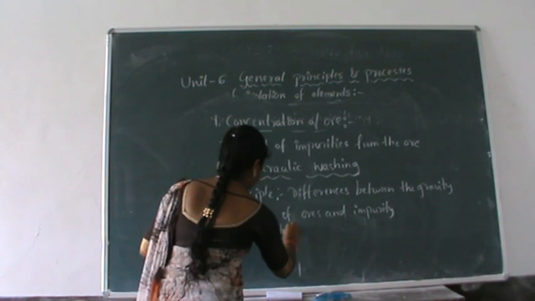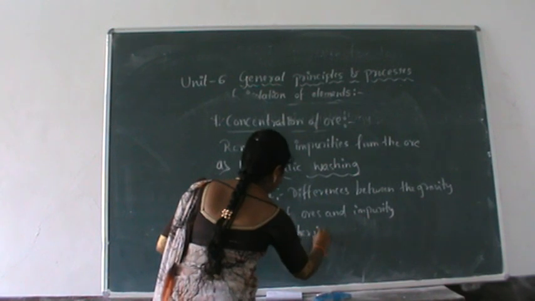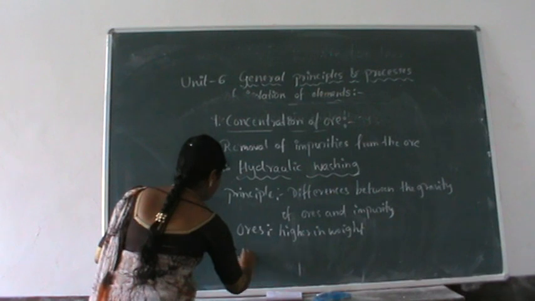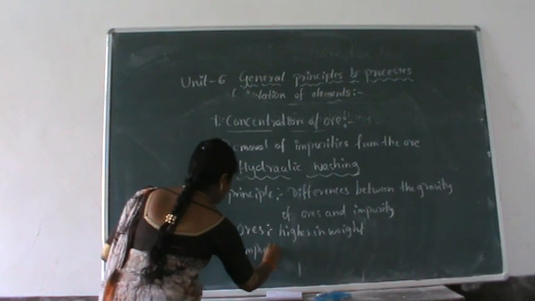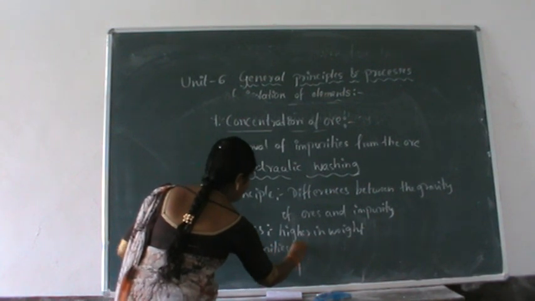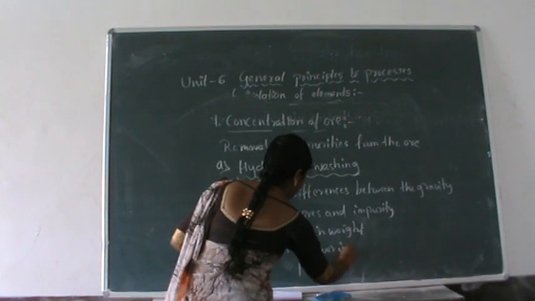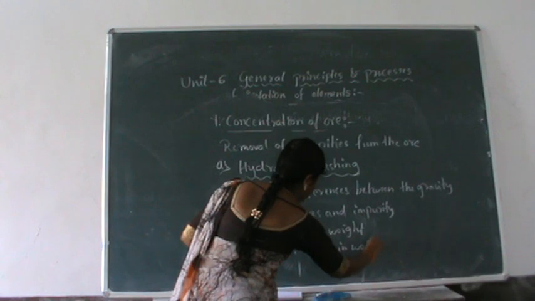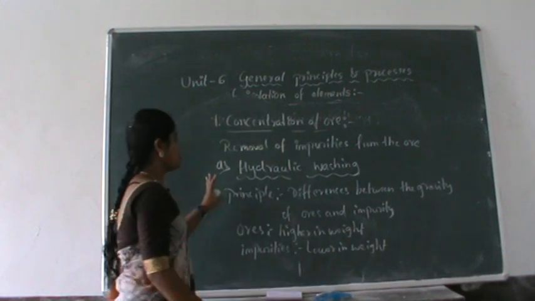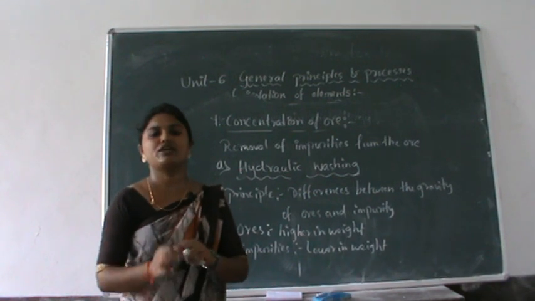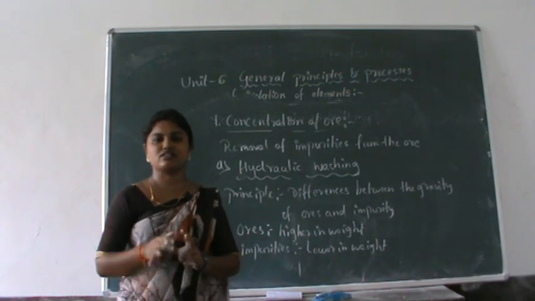Higher in weight, and impurities are lower in weight, alright? So hydraulic washing: first, what we have to do is take the powdered ore in a vessel.